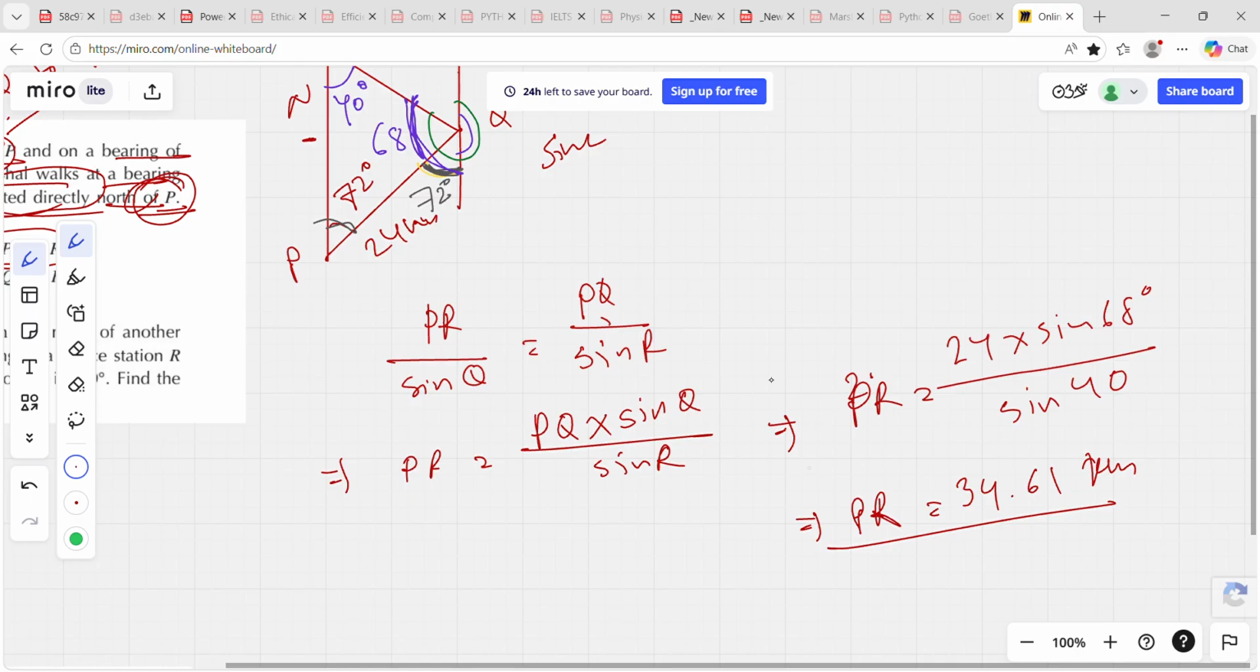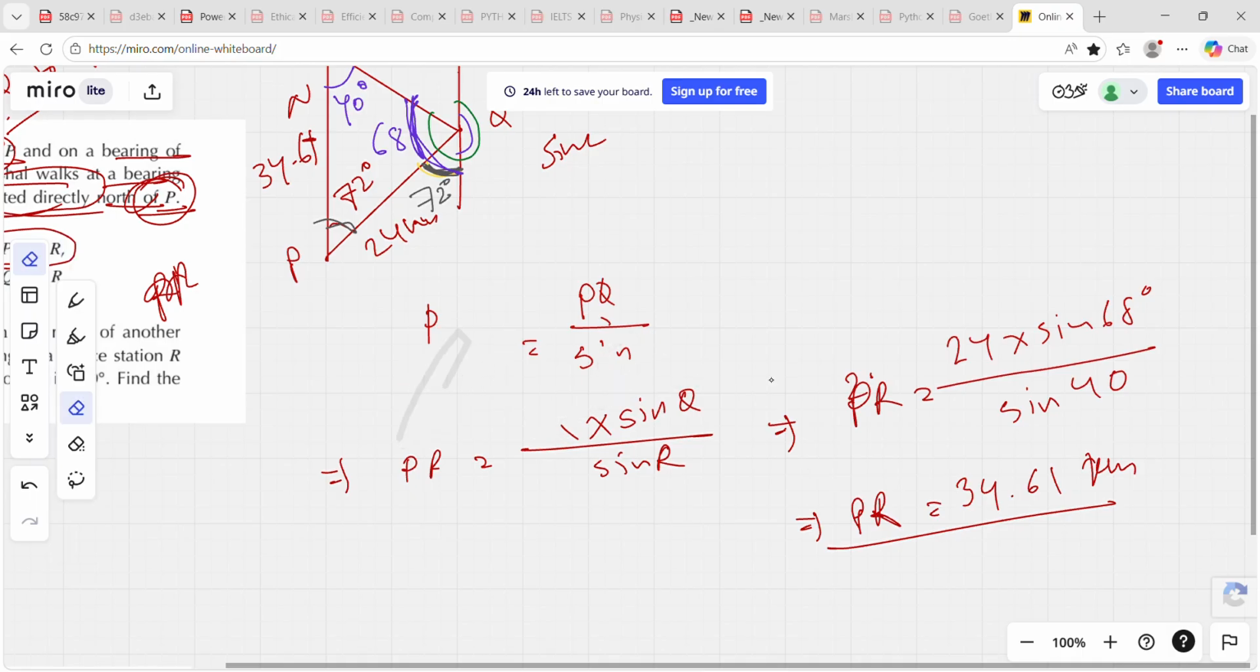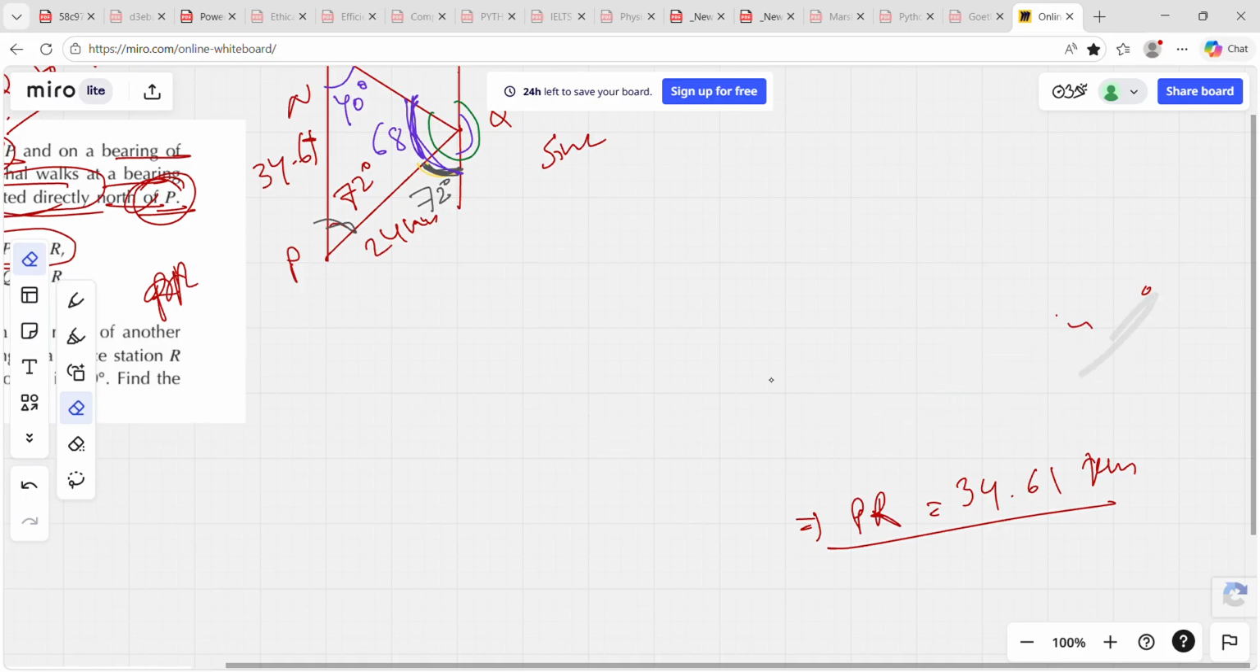So this is our value of PR. So you got the value PR, that is 34.61. Okay, so as we got the value of PR, now we have to get the value of another one, that is PQ mostly, or we have to see the question first, then we can be sure. Okay, we have to reduce this. That's a lot of work to do.